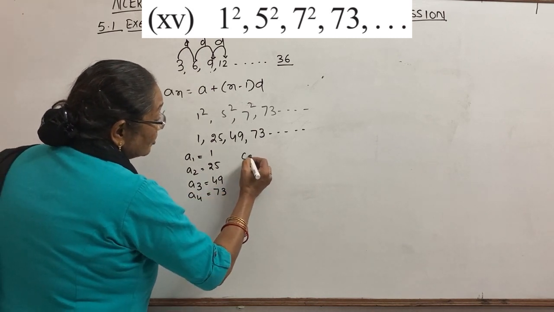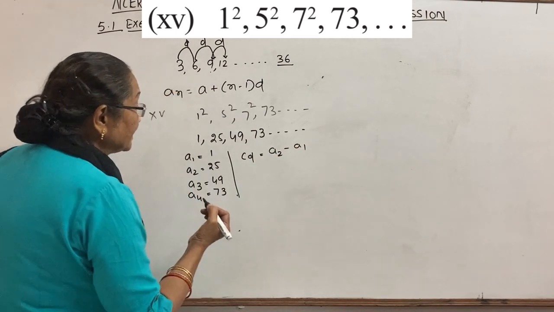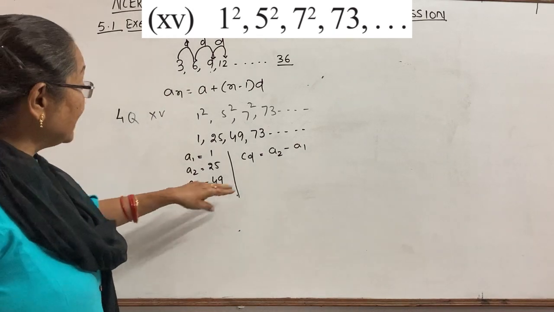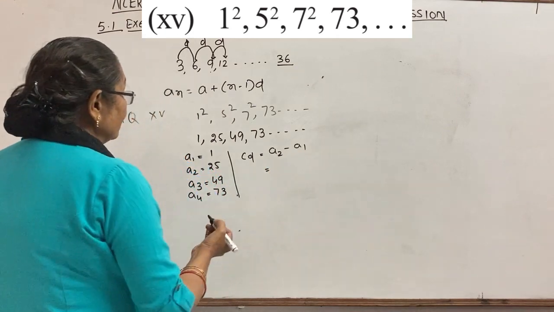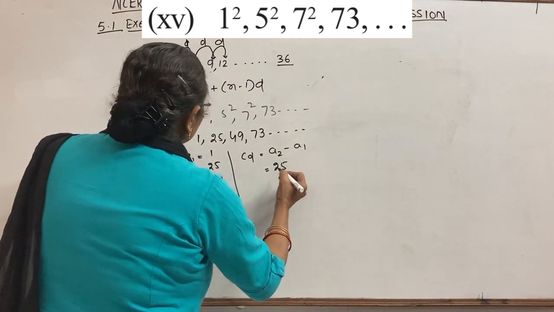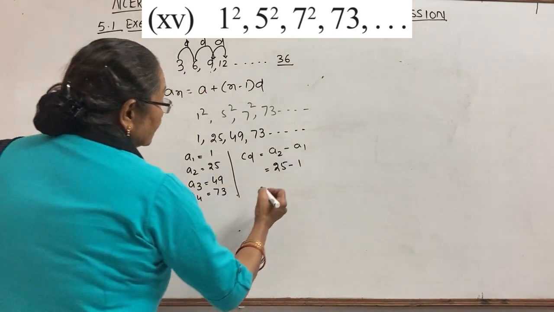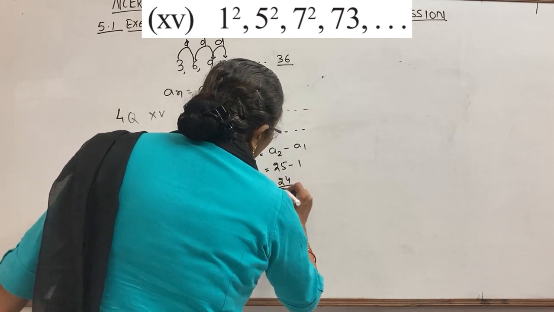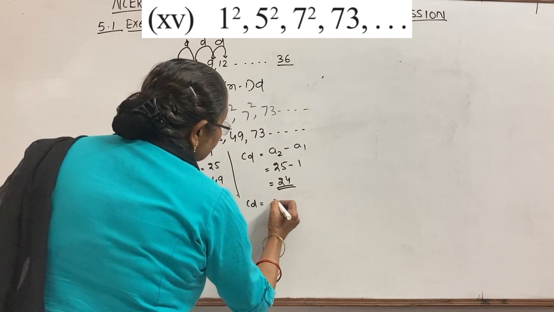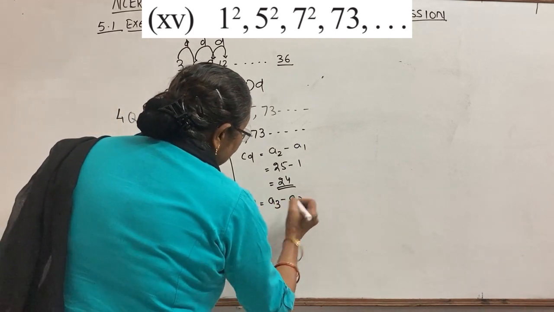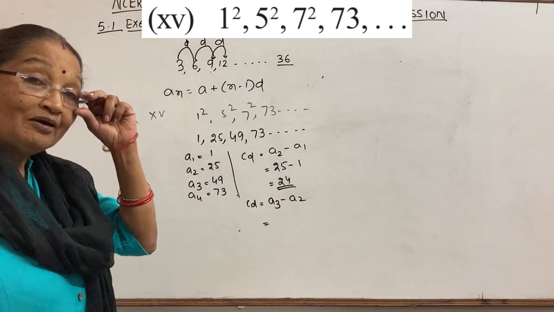Now let's see the common difference. The common difference is A2 minus A1. We have written A1, A2, A3 and A4, and then we will find their common difference and see whether it is the same or not. So A2 minus A1: our A2 is 25 and A1 is 1. So 25 minus 1 is 24. Okay. Then the second one, A3 minus A2. Only after getting it will we confirm whether it is an AP or not.